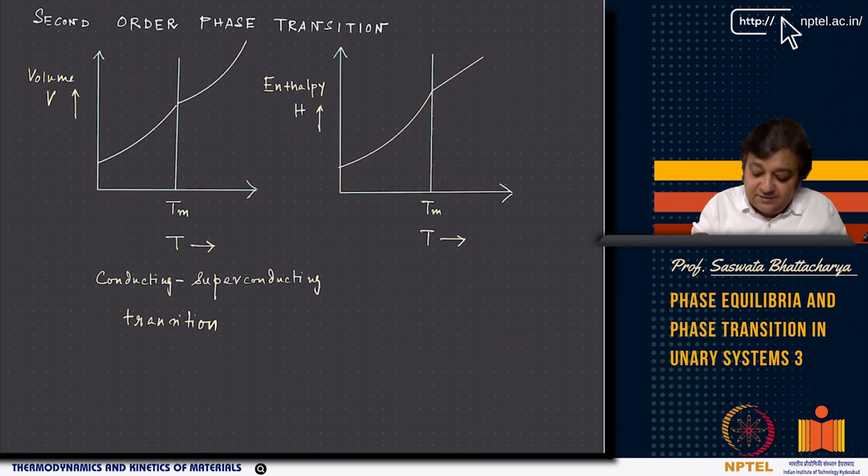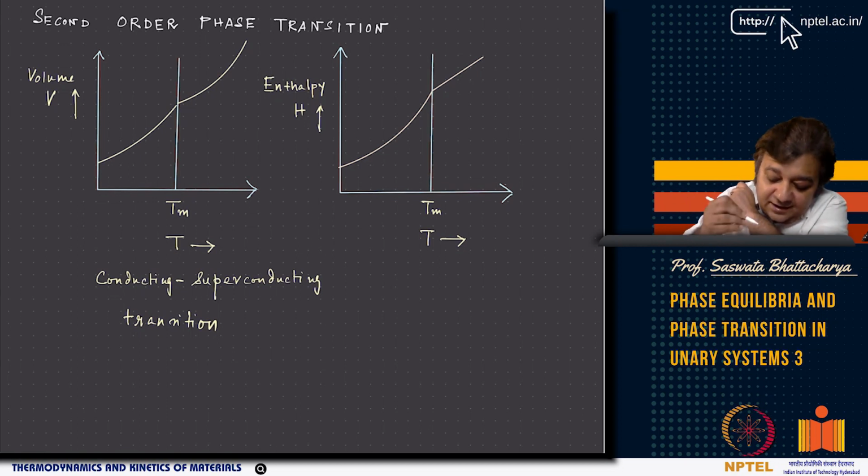Now if you look at second order phase transitions, they are not like melting, because melting is a first order transformation. Evaporation is a first order transformation, sublimation is a first order transformation, but second order is like the conducting to superconducting transition. So the conducting to superconducting transition is an example of a second order transition.